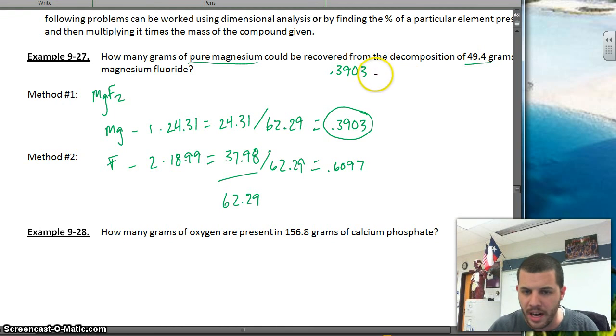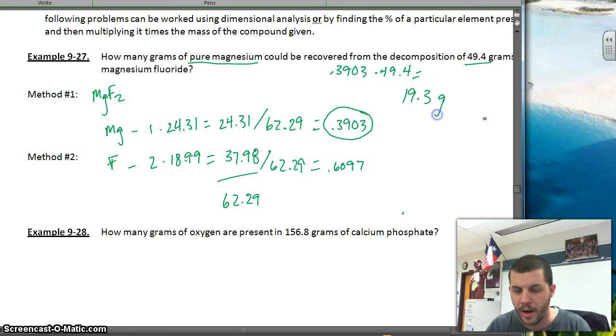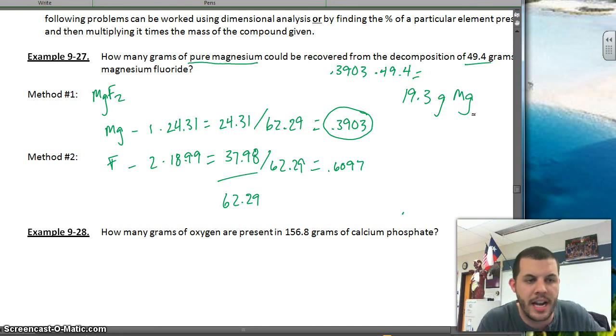So 0.3903 times 49.4 is 19.3 grams of magnesium. Could you have solved that using dimensional analysis?